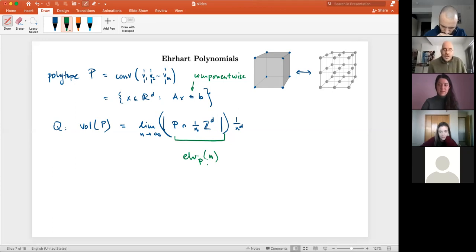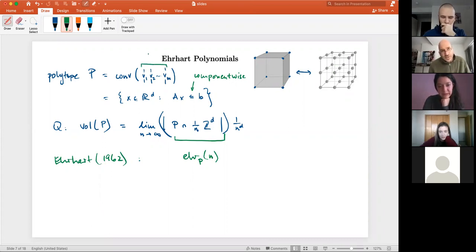And so the main theorem in my world is Ehrhart's theorem. This is from 1962. Ehrhart's theorem says that if my polytope has integer vertices, so this means that this matrix lives in Z^(d by n), so if your extreme points, the vertices of your polytope, are integers, then this here is a polynomial.